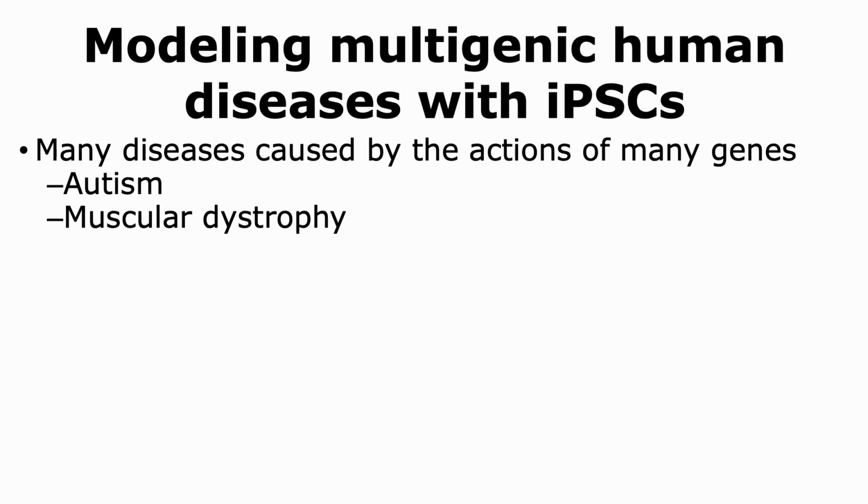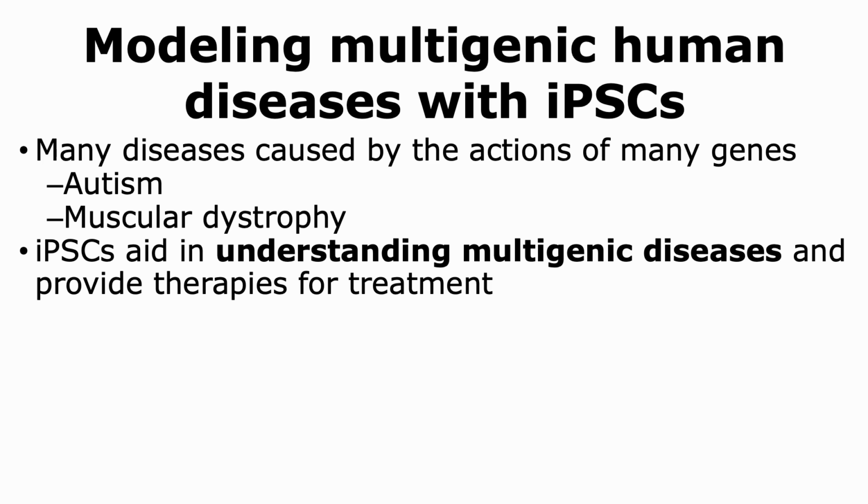Now, many diseases can be caused by the actions of many different genes, and hence they are multigenic. Examples of such diseases are autism and muscular dystrophy. Induced pluripotent stem cells can aid in understanding multigenic diseases and provide therapies for treatment.